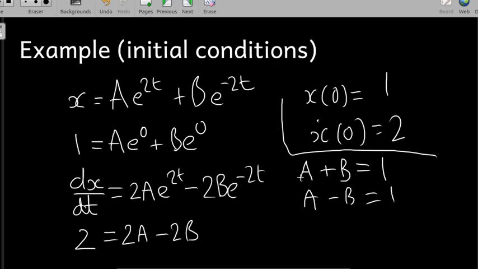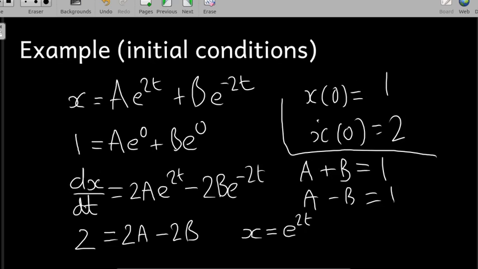And we can solve this pair of simultaneous equations now for a and b. What we'll find is that a equals 1 and b equals 0. So that gives us finally the particular solution for these initial conditions: x equals e to the 2t. This is replacing a here with 1 and b with 0. So that's the particular solution to this particular initial value problem with these initial conditions.